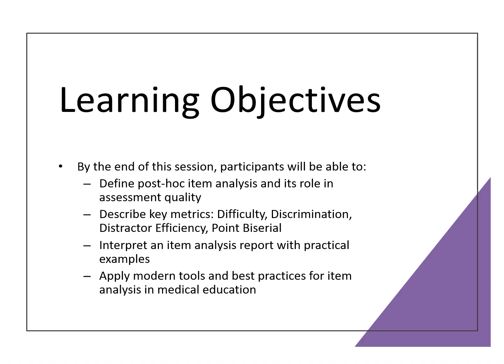So today we'll begin by outlining our learning objectives. First of all, we'll be defining the post-hoc, or commonly known as item analysis, and its role in assessment quality. We'll be understanding some key metrics related to item analysis, which are the difficulty index, discrimination index, distractor efficiency, and point biserial coefficient. We'll apply some institutional policies, criteria for flagging items, and follow the structured review process. And finally, we'll be making some data-driven decisions on whether to retain, revise, or eliminate test items based on best practices.